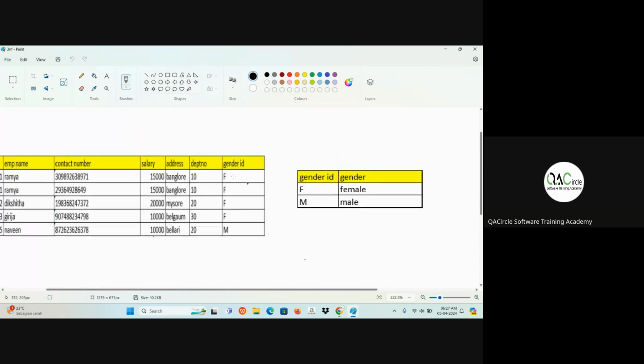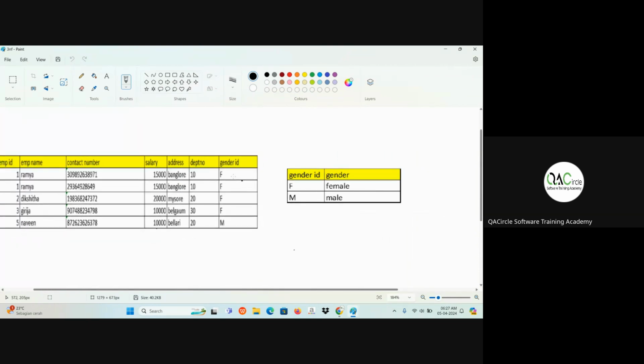Take down these tables for the third normal form. Write down the screenshot.